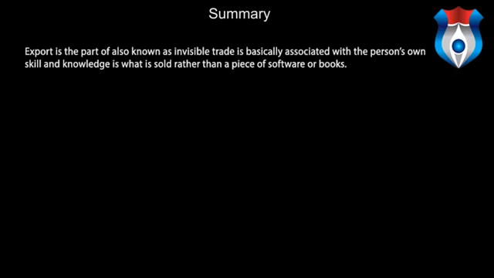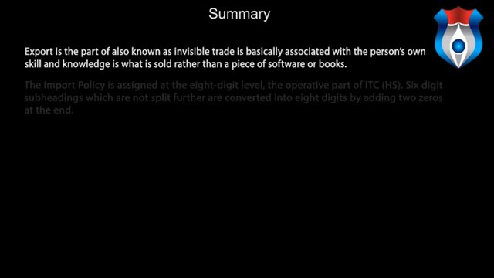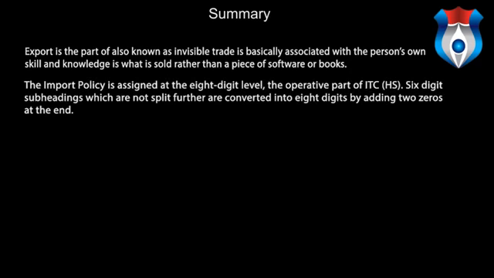Now in the end, let us summarize what we have learned in this lecture. Export of services, also known as invisible trade, is basically associated with a person's own skill and knowledge, which is what is sold rather than a piece of software or books. The import policy is assigned at the 8-digit level. The operative part of ITCHS, 6-digit subheadings which are not split further are converted into 8 digits by adding 2 zeros at the end.